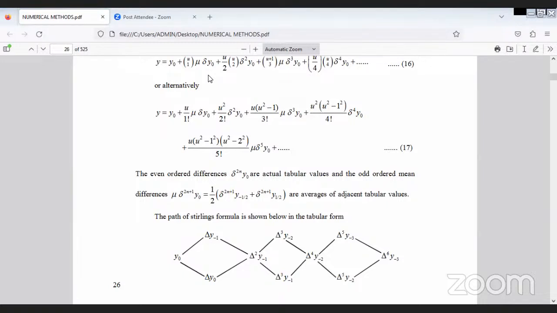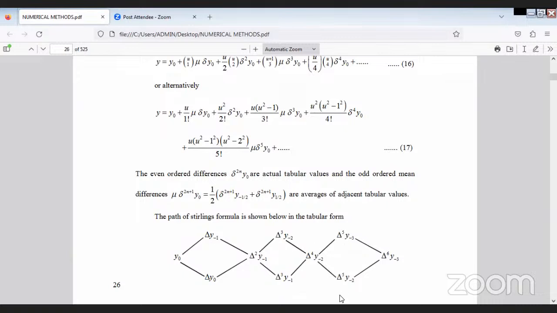y naught plus u by 1 factorial mu del y naught, plus u square by 2 factorial del square y naught, plus u (u square minus 1) by 3 factorial mu del cube y naught, plus u square (u square minus 1) by 4 factorial del 4 y naught. So we are taking here these conditions. The even order differences del 2n y naught are actual tabular values, and the odd order mean values here we are taking: y naught, del y minus 1, del y naught, del square y minus 1, del cube y minus 2, del cube y minus 1, del 4 y minus 2.